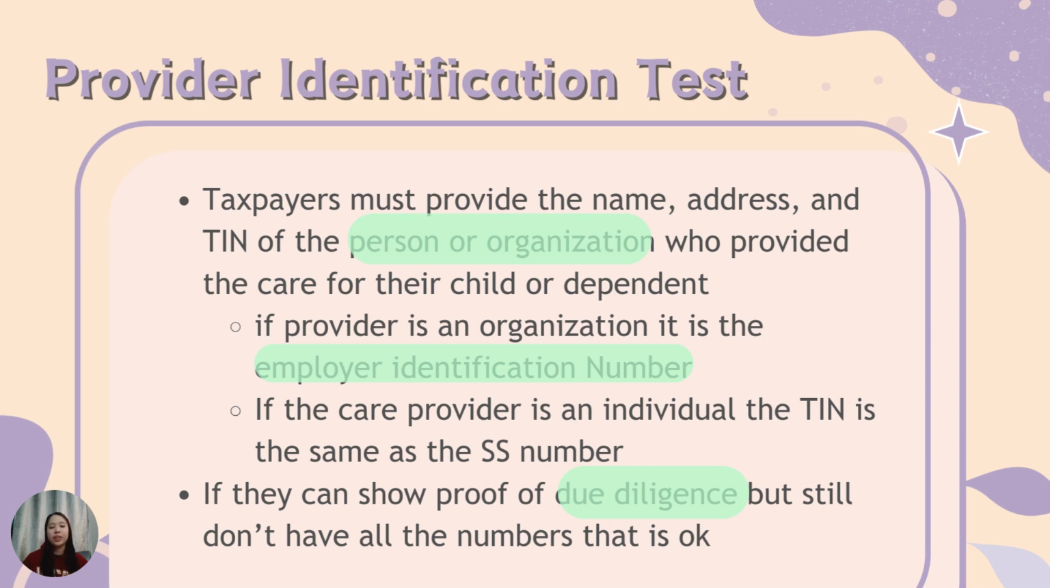If the provider is an organization like a daycare, it is the employer identification number that will normally list all this information and that you will input into your tax return to take the credit. If the care provider is an individual, the TIN is the same as their social security number. If they can show proof of due diligence, some volunteer income tax assistance sites will allow the credit to go through, even if they don't have all the numbers, but that's up to site discretion. So if you are a taxpayer looking to seek help with a VITA site, make sure you have all your documentation in order to claim the child and dependent care credit.